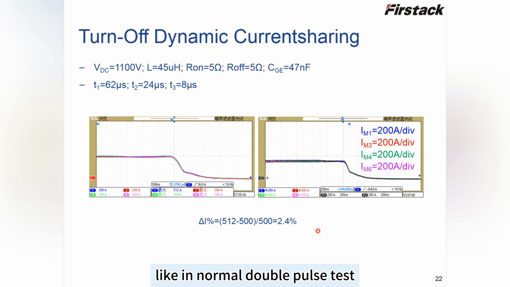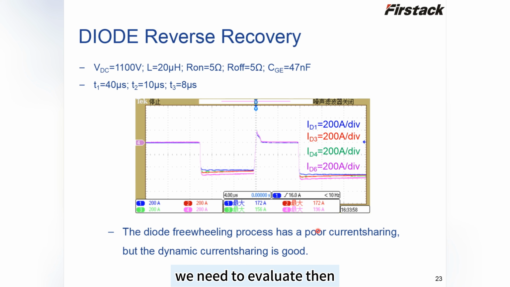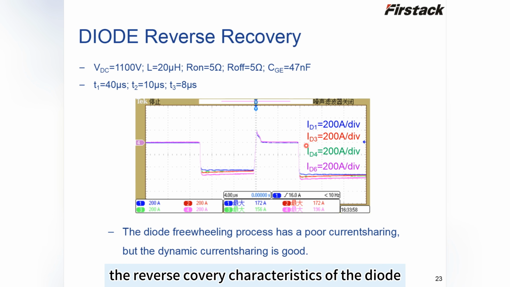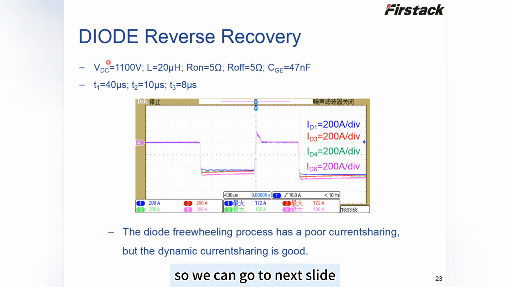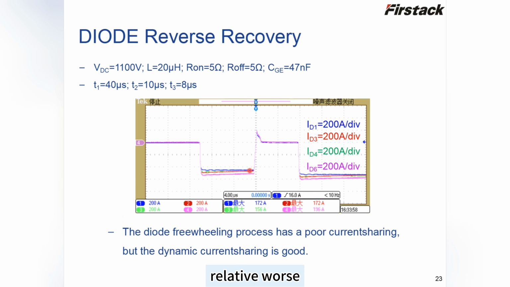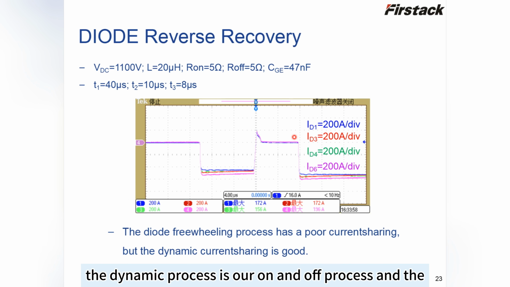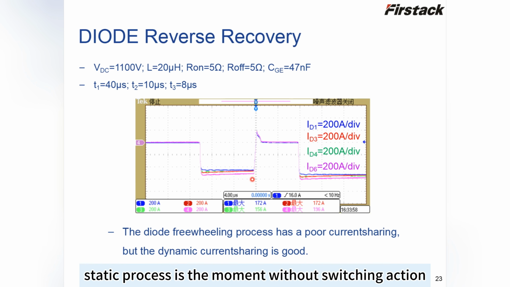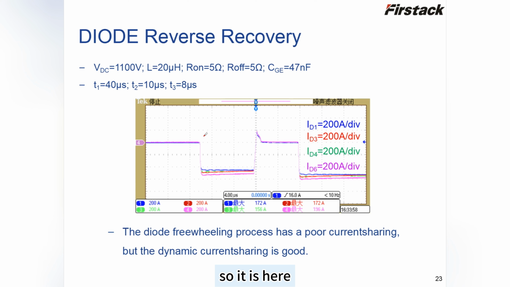After that, like in the normal double pulse test, we need to evaluate the reverse recovery characteristics of the diode. So we can go to the next slide. The test process is also the same. The figure is shown as a reference for you. We can see that the static characteristic is relatively worse than the dynamic characteristics. The dynamic process is our on and off process, and the static process is the moment without switching action. So it is here. You can see this process.